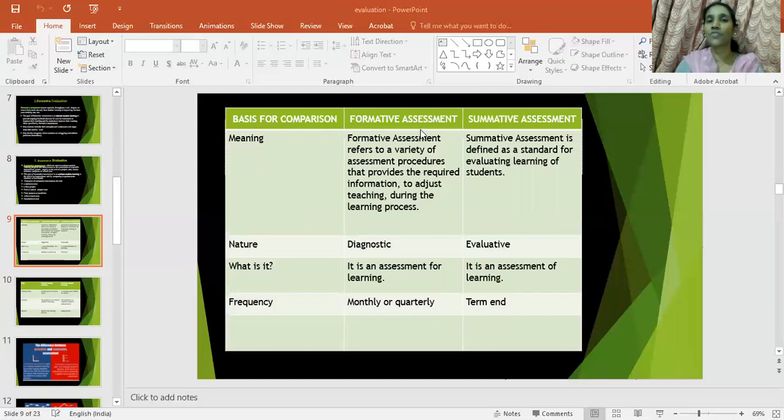And the second and third columns are formative assessment and summative assessment. Here we have to differentiate these things. The first point which we are going to study is the meaning of formative assessment and summative assessment, which we have already explained. Formative assessment has to be started in the beginning itself, and it is an ongoing process. And summative assessment is defined as a standard for evaluating the learning of the students, at the end or at the conclusion of the instructional objectives.